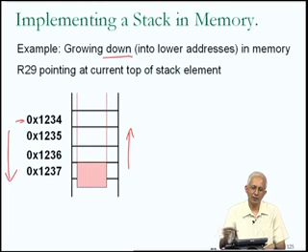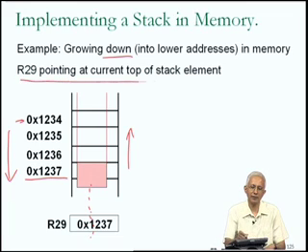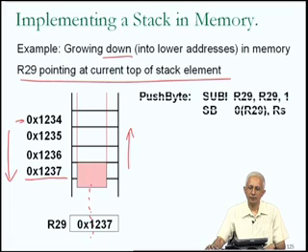What does this mean? This means that the stack could have elements in higher and higher memory addresses, but the topmost element in the stack is at memory location 1237. Therefore, the stack pointer, which is in R29, currently contains the address hex 1237, because R29 points at the current top of stack element. How now do I implement push?